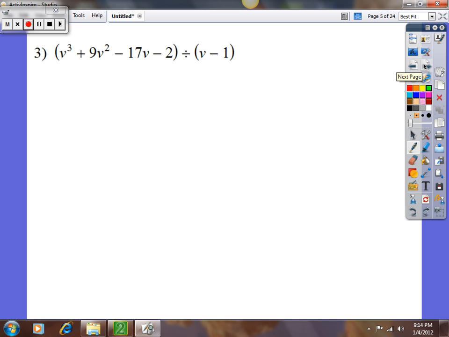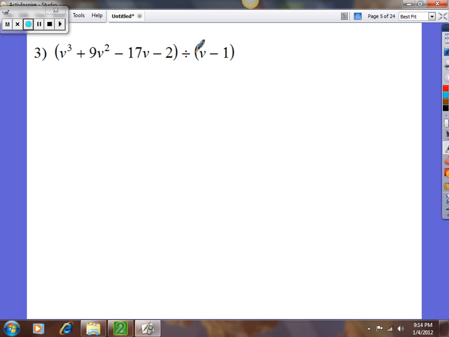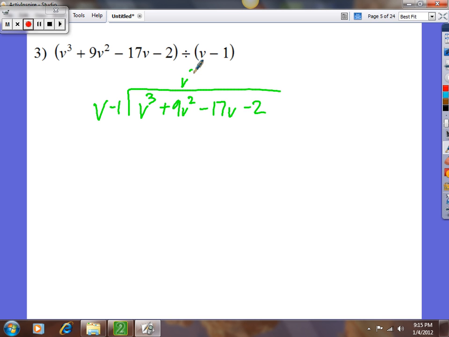Alright, long division. We're going to divide this polynomial with 4 terms by a binomial. So let's go v minus 1. Let's go old-fashioned long division. v cubed plus 9v squared minus 17v minus 2. I start right here, just look at this v, and I'm going to do v cubed divided by v. So what can I times v by that's going to give you an answer of v cubed? The term you're looking for is v squared.